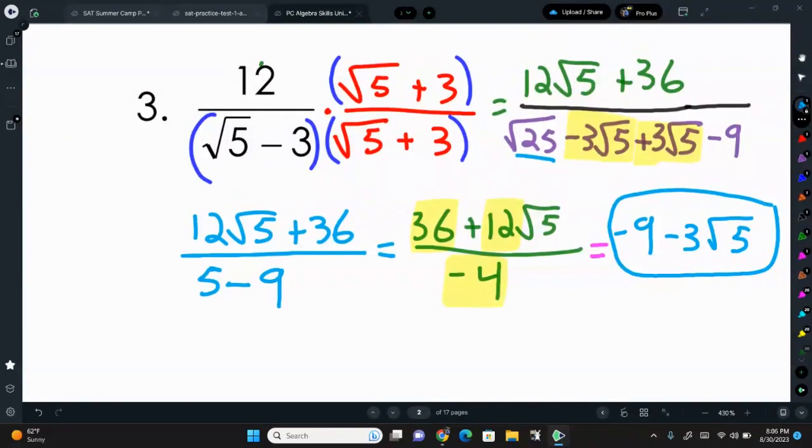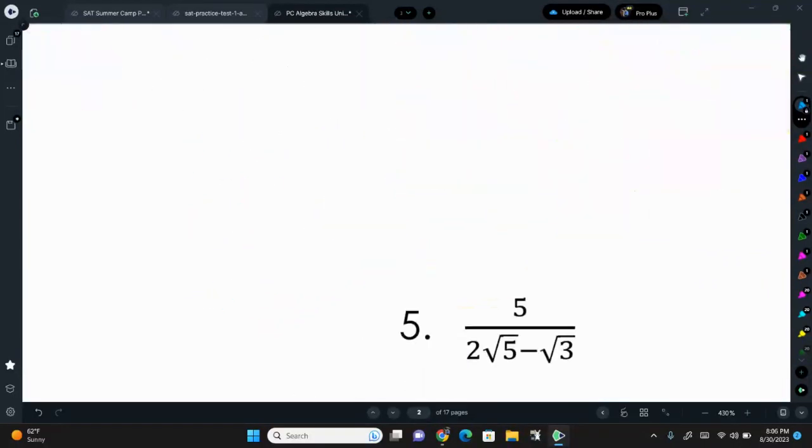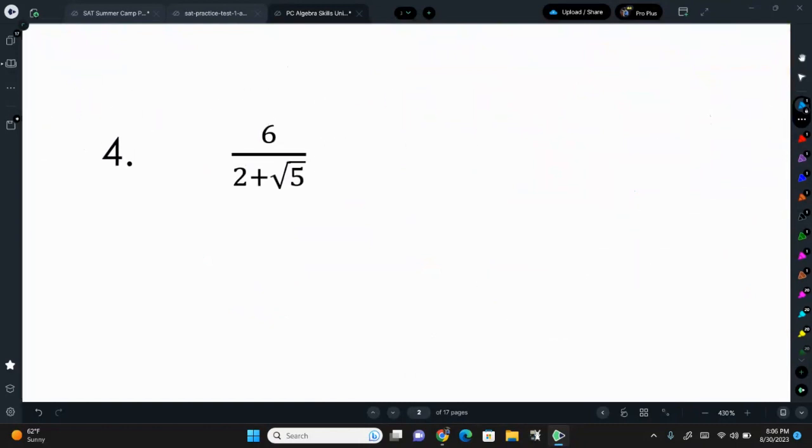Now going back to the conjugate part, look, we could have just done square root of 5 times the square root of 5, square root of 25, and negative 3 times 3, negative 9. We could just take the first and the last terms of our parentheses and multiply those and forget about all the inner stuff, and that would give us our answer down here. So number 4, we're going to do it that way.